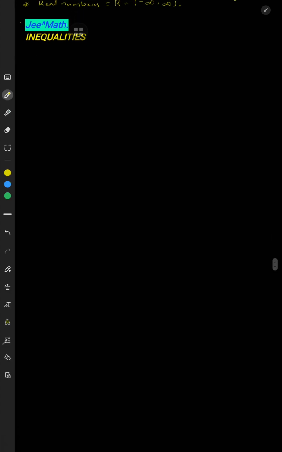Hello everyone. Now we'll see some inequality rules. First, reciprocal. So how do we take the reciprocal on both sides of an inequality? Okay, so you see here.